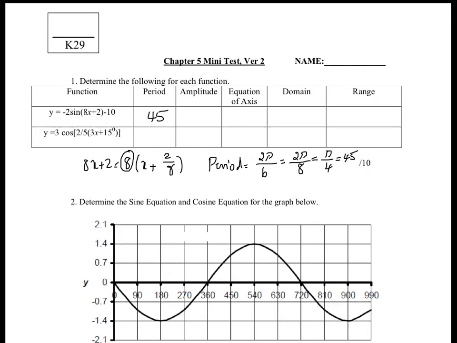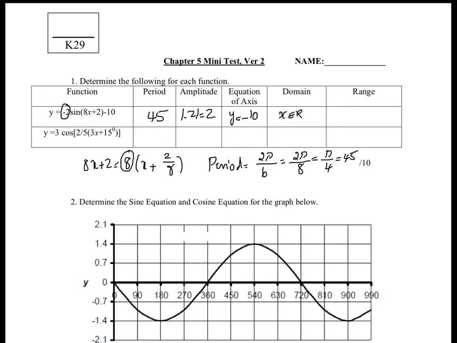The amplitude is the absolute value of the coefficient, which is the absolute value of negative 2, which is 2. The equation of the axis is going to be y equals negative 10. The equation of the axis is the vertical shift, and since it wants the equation, it has to be given as an equation of a line, which is y equals negative 10. The domain is going to be x in R.